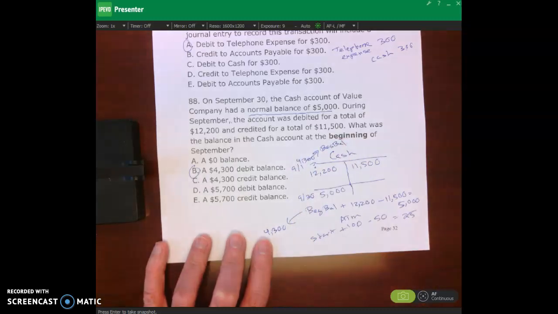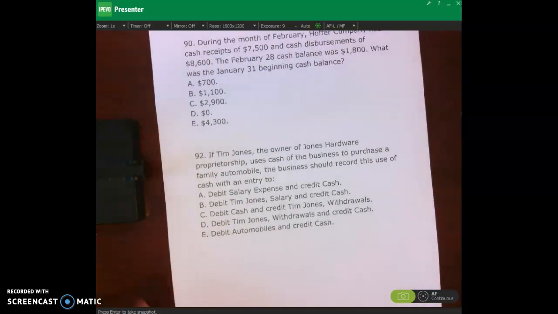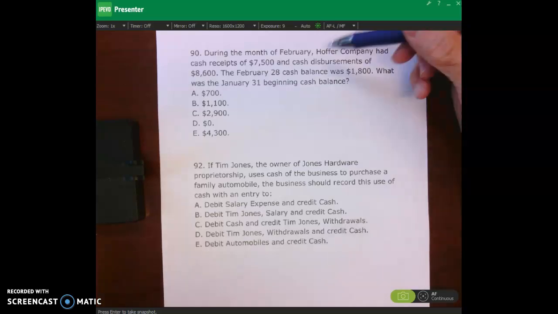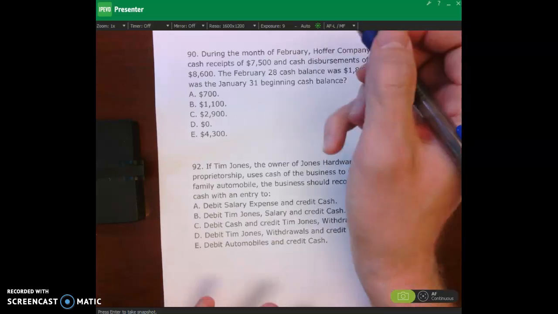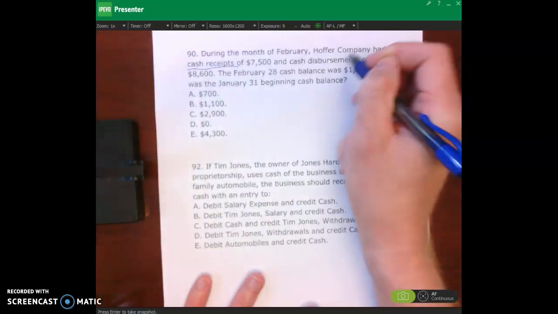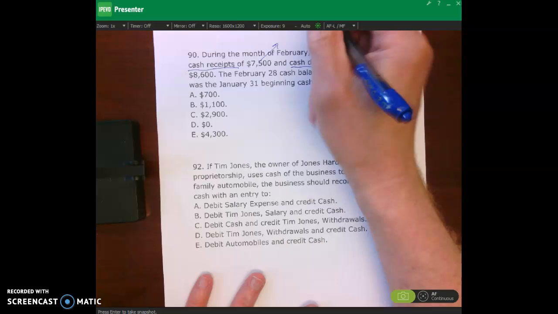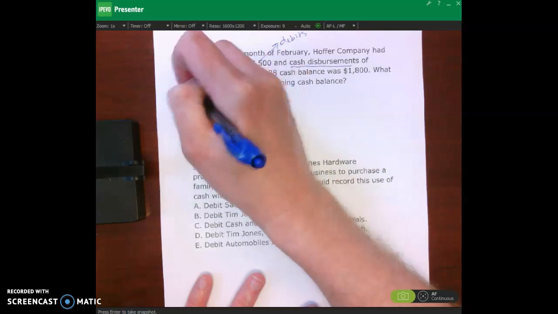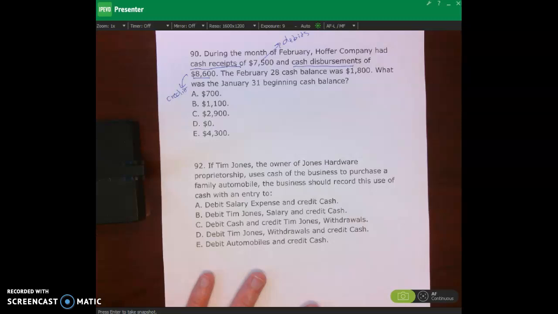All right. So let's look at number 90. I'm going to review number 90 really quickly, but I want you to solve the problem. Let me just review it before you do. This is just like number 88. It's very similar, but I'm using two different words. Cash receipts, cash disbursements. Cash receipts means cash coming into the company, so debits. Cash disbursements means you're spending money, so a credit to cash. I just wanted to clarify that before you solve that problem.